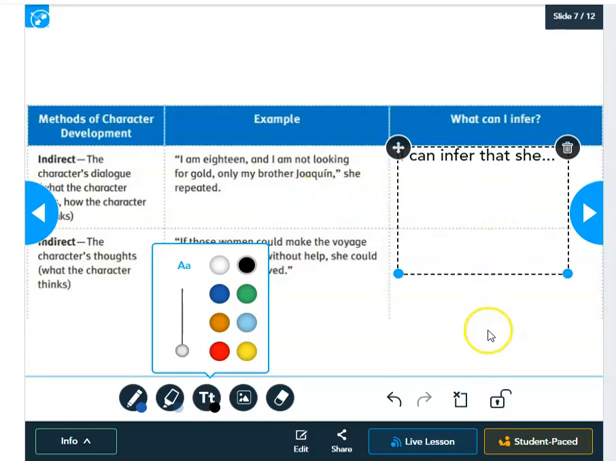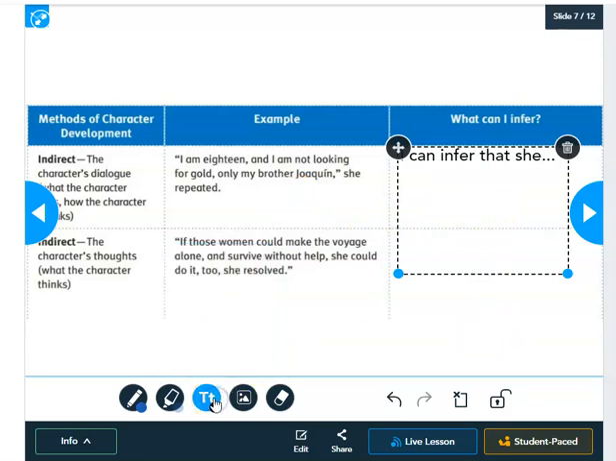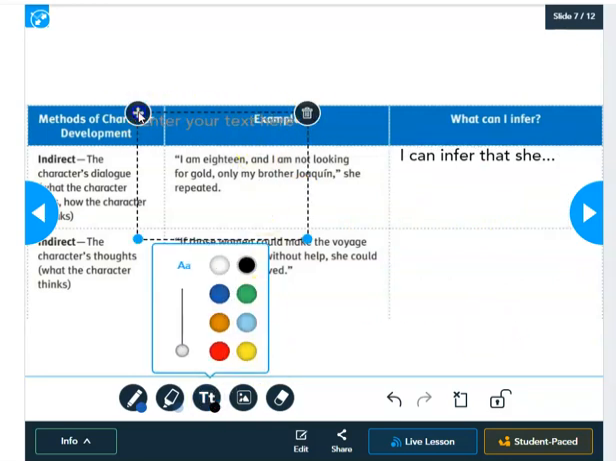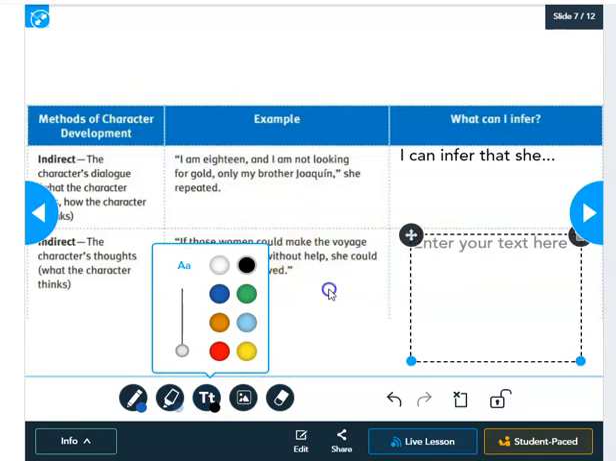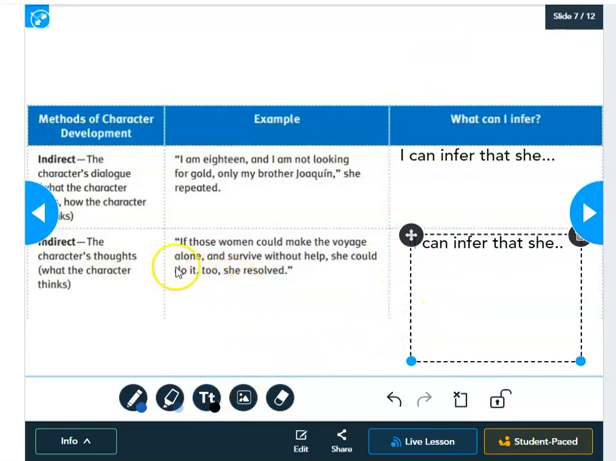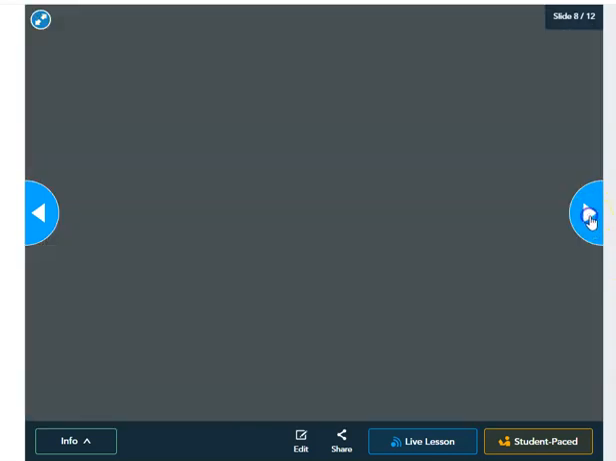Once you have your first one, you can again go down here, make yourself another text box, and you're going to do the same thing, but this time looking at her thoughts. So I can infer that she, and whatever your inferences are. So once you are all set with those, you can move on to your next slide, which is going to have some more examples.